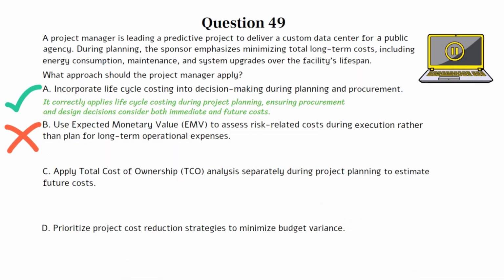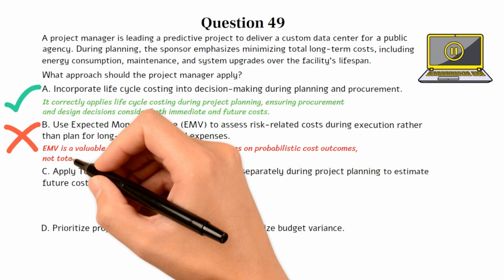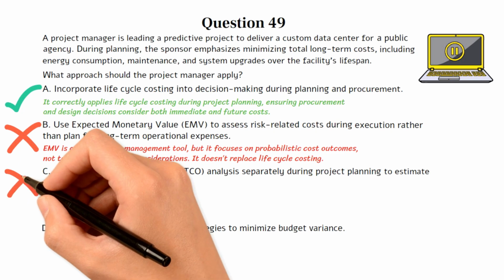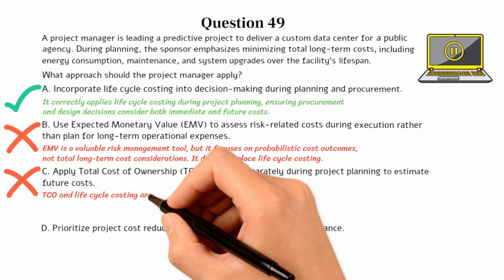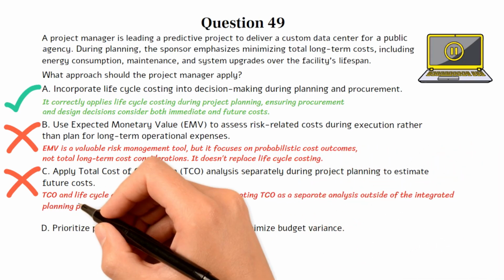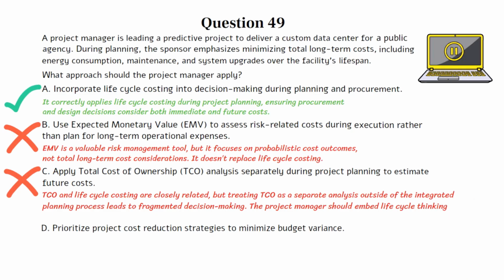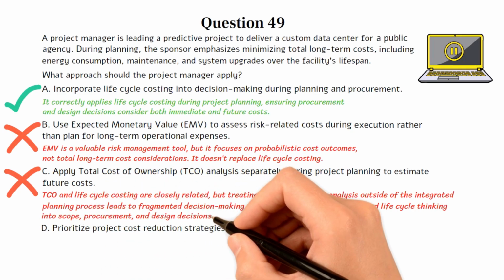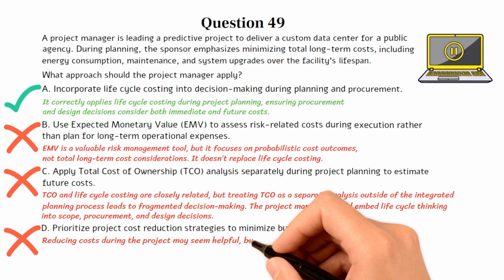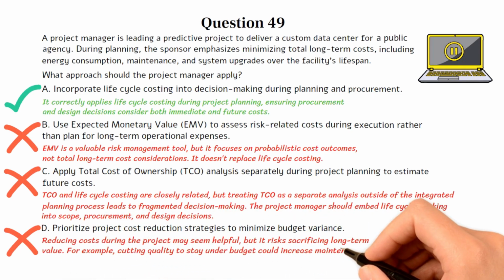Choice B is incorrect. EMV is a valuable risk management tool, but it focuses on probabilistic cost outcomes, not total long-term cost considerations. It doesn't replace lifecycle costing. Choice C is incorrect. TCO and lifecycle costing are closely related, but treating TCO as a separate analysis outside of the integrated planning process leads to fragmented decision-making. The project manager should embed lifecycle thinking into scope, procurement, and design decisions. Choice D is incorrect. Reducing costs during the project may seem helpful, but it risks sacrificing long-term value. For example, cutting quality to stay under budget could increase maintenance costs later.